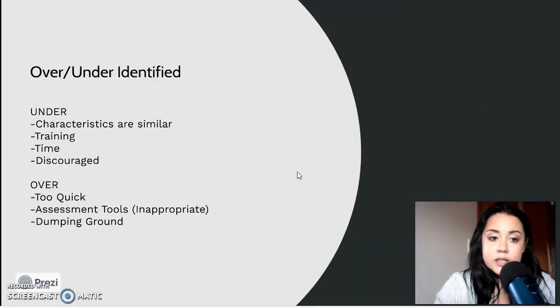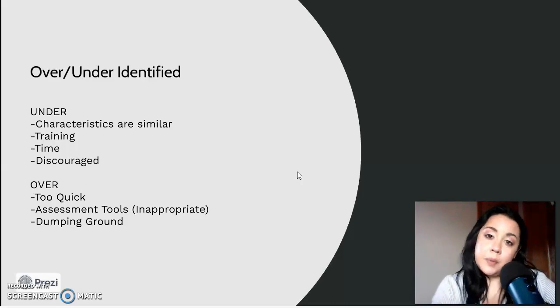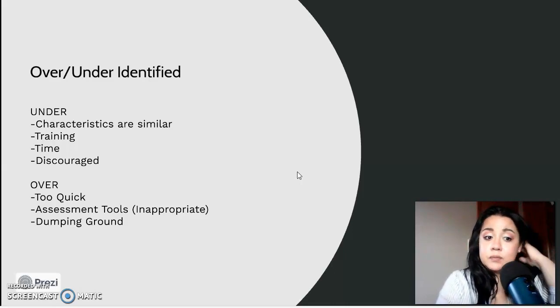And last but not least, over and under identification for EL students for special needs services. Why are students over or under identified? Students are often under identified for special education services because the characteristics of dialect and culture are often similar to those students who need special needs, as well as teacher training. Sometimes teachers aren't trained well enough to pick up on those differences or what students will need.